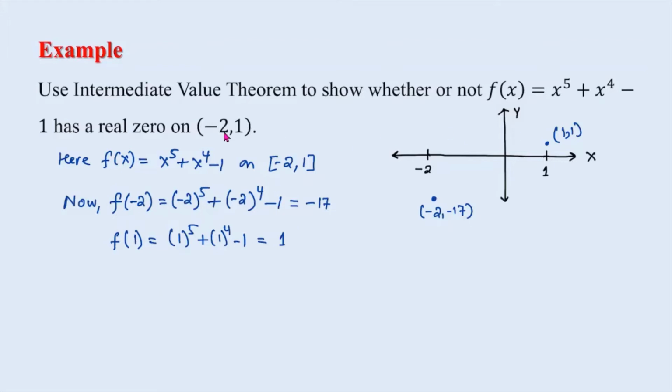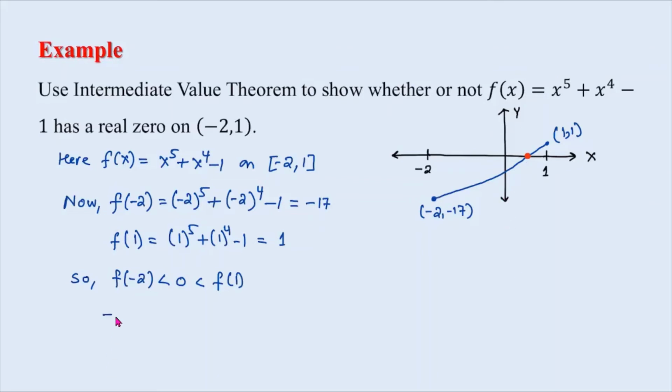Now when we talk about the 0 of the function, that is the value of x for which the function will be 0. At -2, the graph is here, and at 1, the graph is there. Definitely to go from there to there, the graph will cross the x-axis somewhere. So 0 is between these two values, between -17 and 1. So we can write f of -2 is less than 0, which is less than f of 1. The meaning of that is 0 is in between -17 and 1.